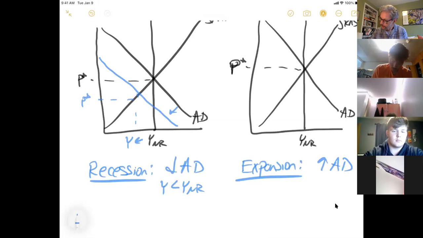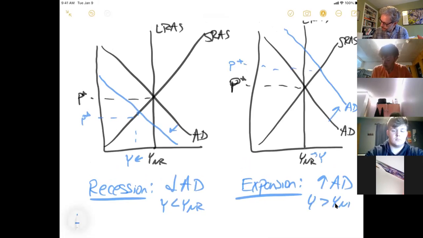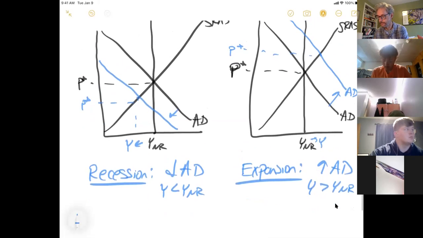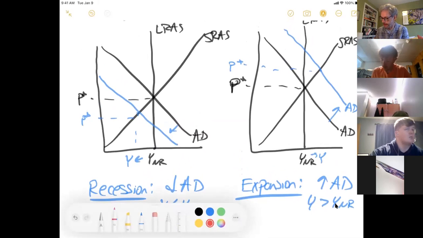In the second example, we're at the natural rate, and now aggregate demand begins to grow too fast. And so now output is actually above the natural rate. Let's talk about each of these examples here and how the government should respond.